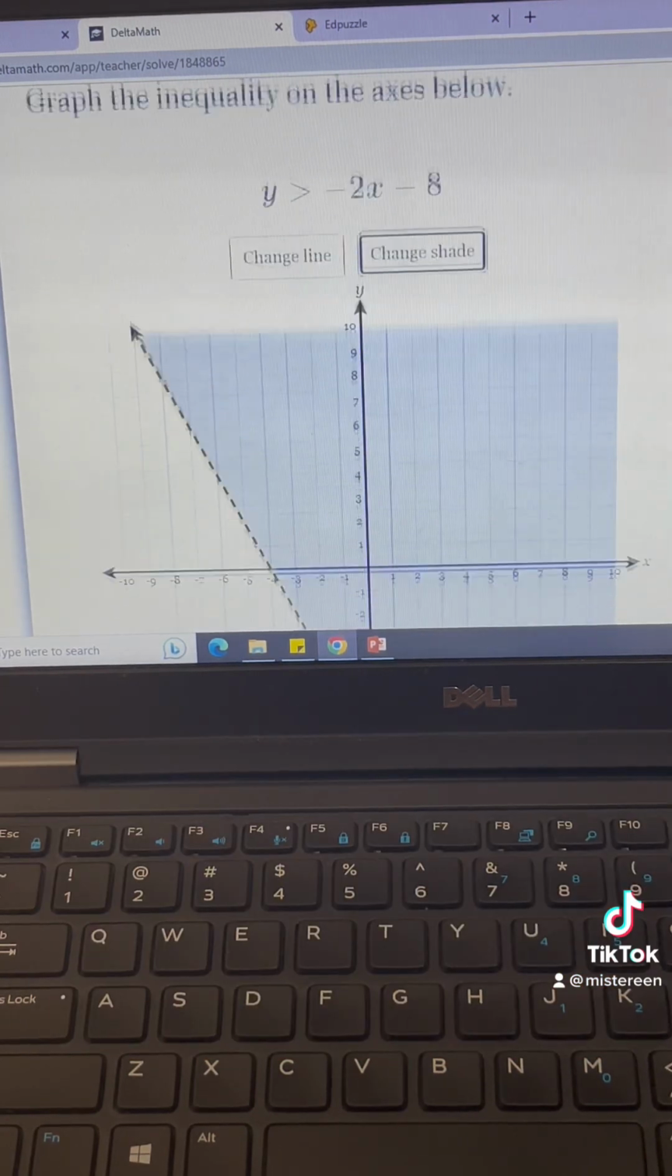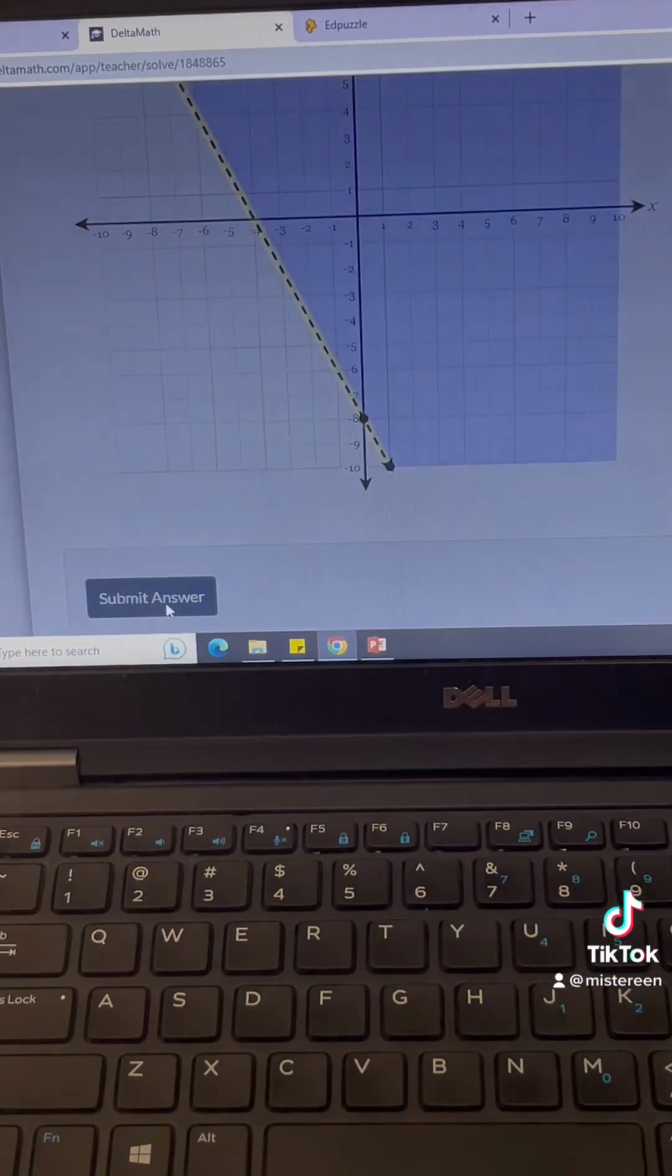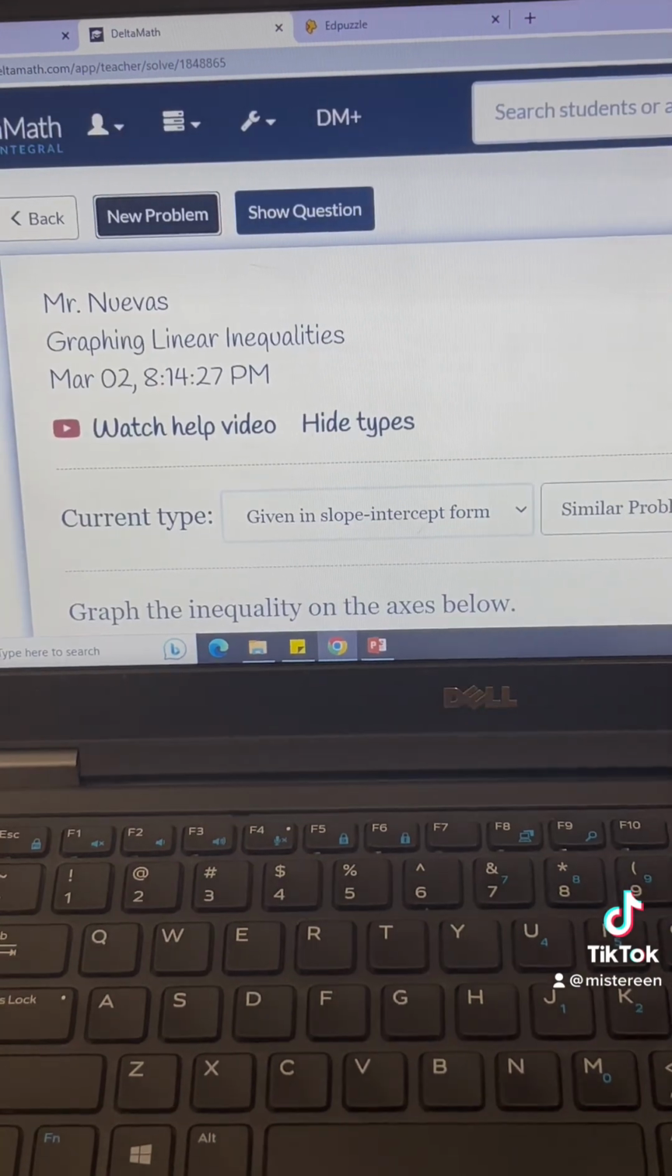Now, that's the graph. Let's now submit. All right, got it right.